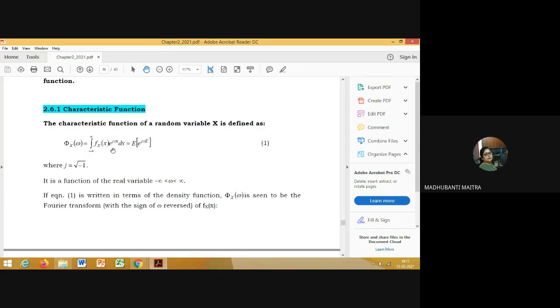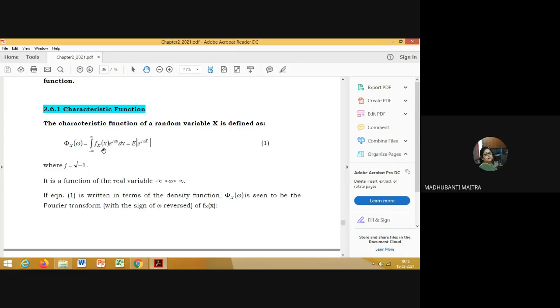Now look at this function. Are you familiar with this expression? Can you identify this expression? Ma'am, the inverse Fourier transform. It's not the inverse Fourier transform. It's basically the Fourier transform where the sign of omega is reversed. Isn't it? Yes.